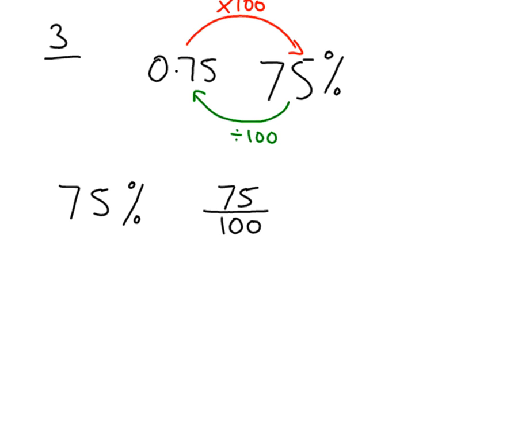We can divide 75 by 25, and we can divide 100 by 25, which would give us 3/4. And this is how we get to our 3/4.